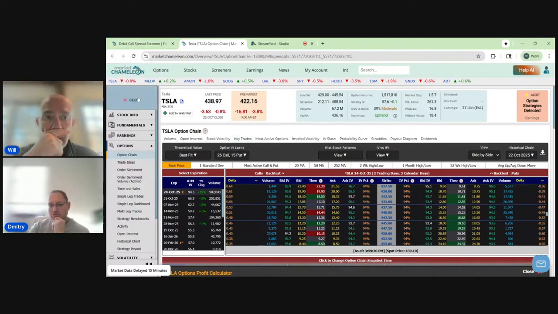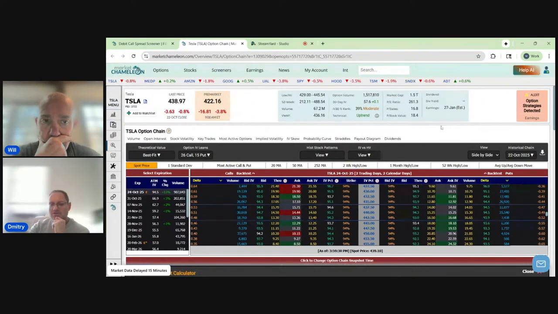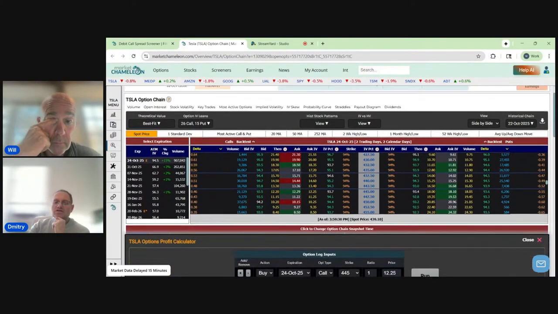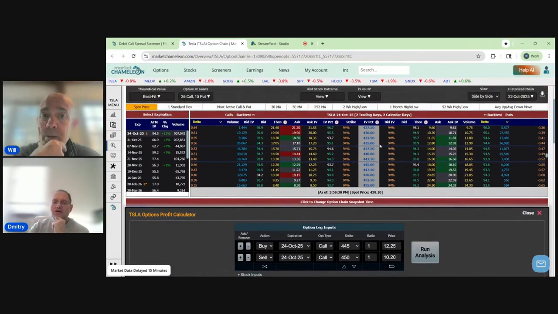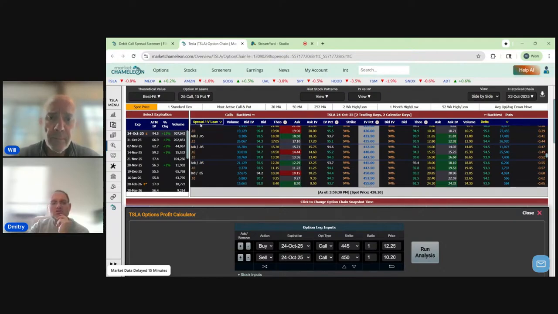So I'm going to click on this menu to minimize it, expand our screen. So this is how it looks. So remember, it showed us what we were looking at: buying the October 445 call, selling the October 24th 450 call. So let's find those on our options chain. So the calls are on this side, puts are on the right. So here's the 445 strike. This is the call, right? I'm going to use the spread ideally. Okay, I'm going to click this so it makes it easier.